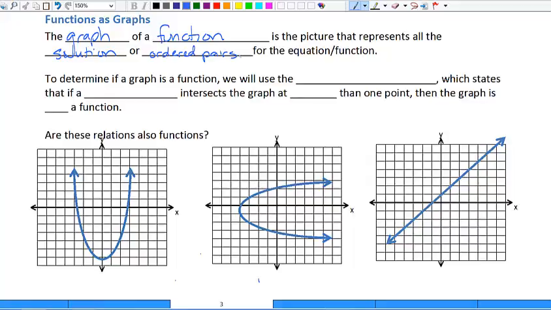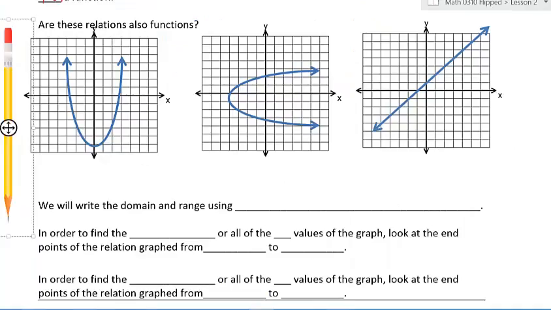So to determine if a graph is a function, we will use the vertical line test, which states that if a vertical line intersects the graph at more than one point, then the graph is not a function. So my question is, are these relations also functions?